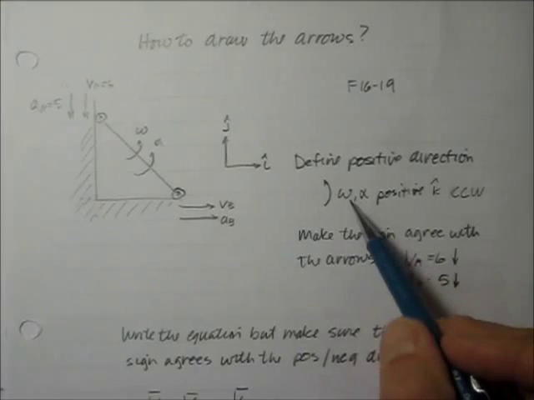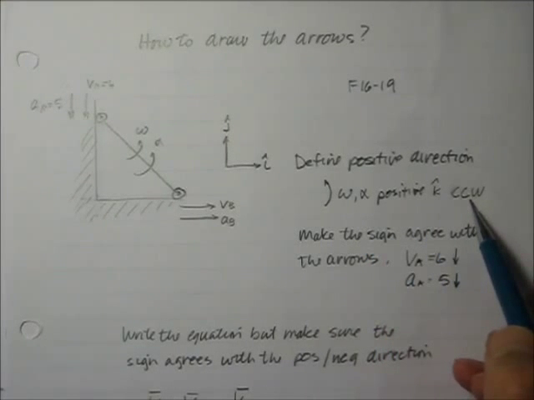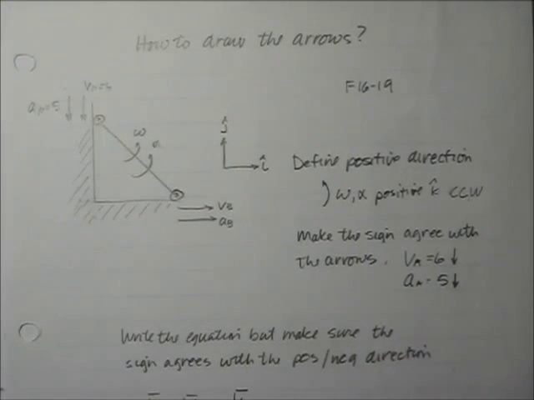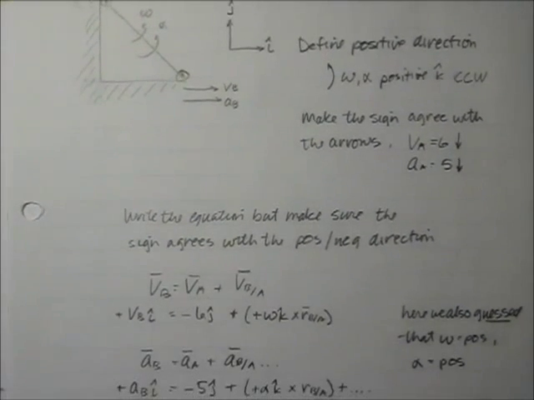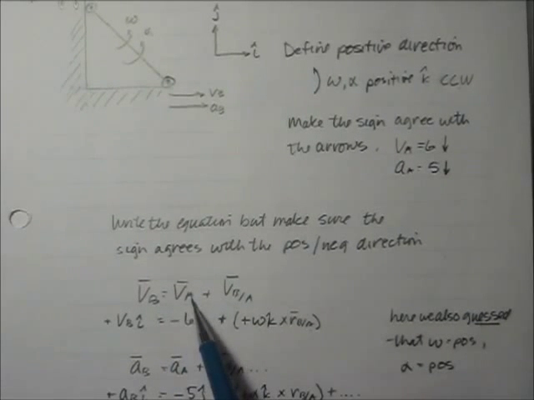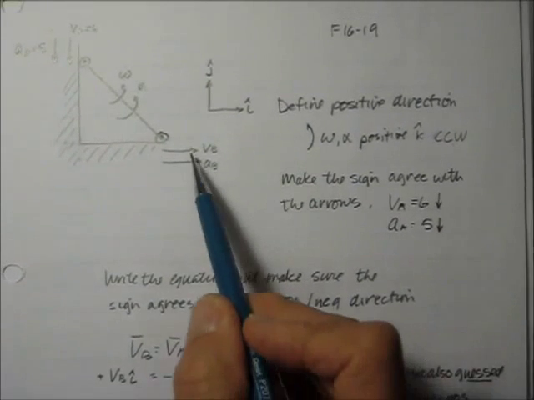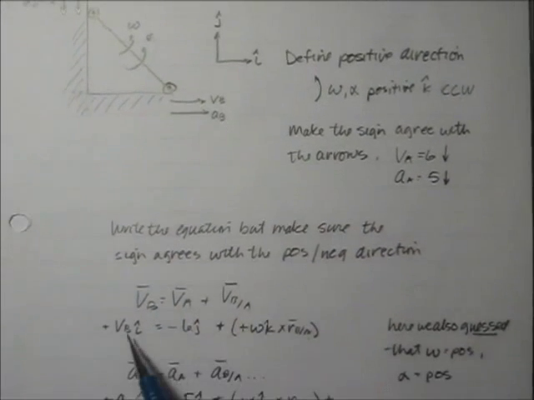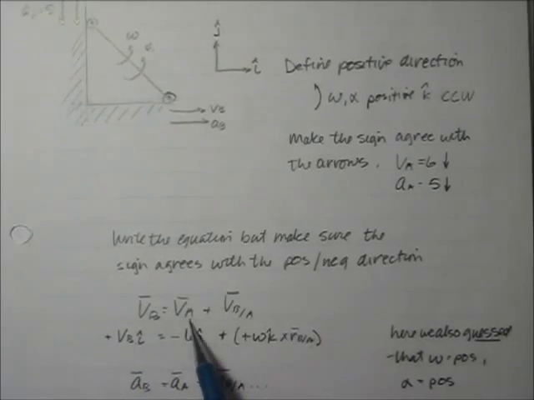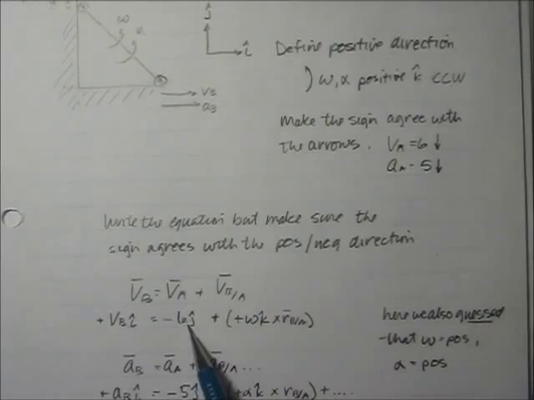So we also need to make sure that omega and alpha are positive in the counterclockwise direction. That'll be positive k. So let's just write the equation and make sure we're consistent here. Let's say that velocity of B is equal to the velocity of A plus the velocity of B with respect to A. So if the velocity of B is going in the positive i direction, we'll just write that as positive i. If velocity of A is going in the negative j direction, then we just need to make sure that it is a negative j.